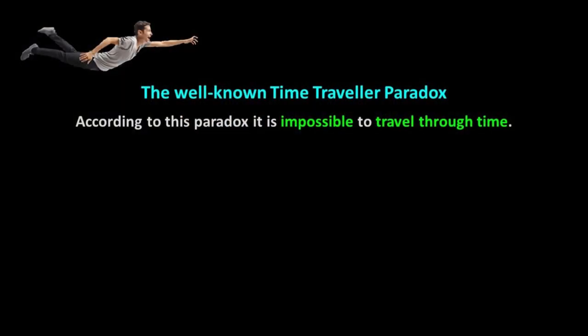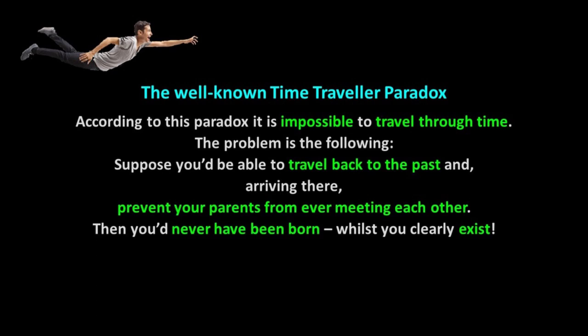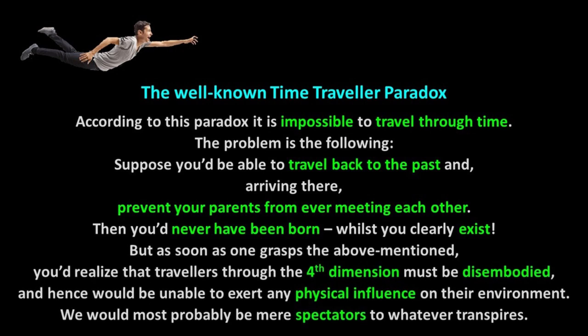The well-known time traveler paradox. According to this paradox, it is impossible to travel through time. We always see the sci-fi movies about time travel, don't we? The problem is the following. Suppose you'd be able to travel back to the past and, arriving there, prevent your parents from ever meeting each other. You go to the past and you prevent your parents from meeting one another. Then you'd never have been born whilst you clearly exist. You've just prevented them from meeting one another. And that is a logical paradox.